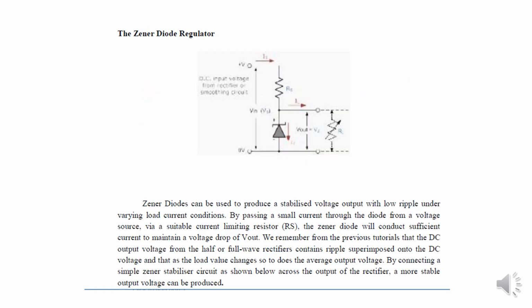The next one is the Zener diode regulator. The Zener diode can be used to produce a stabilized voltage output with low ripple under varying load current conditions by passing a small current through the diode from the source via a suitable current limiting resistance. The DC output voltage from half wave or full wave rectifiers contains ripple superimposed onto the DC voltage, and as the load value changes, so does the average output voltage. By connecting a simple Zener stabilizer circuit as shown across the output of the rectifier, a smooth output voltage can be produced.